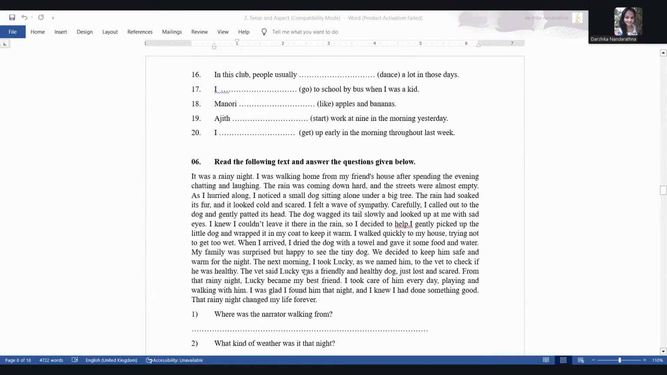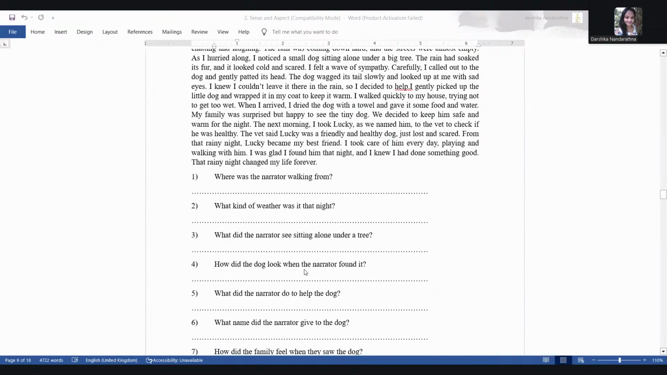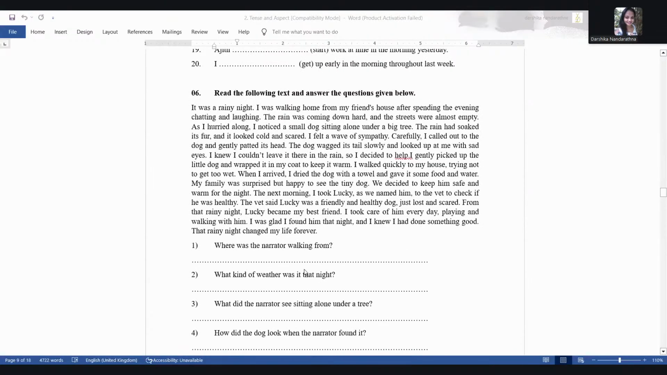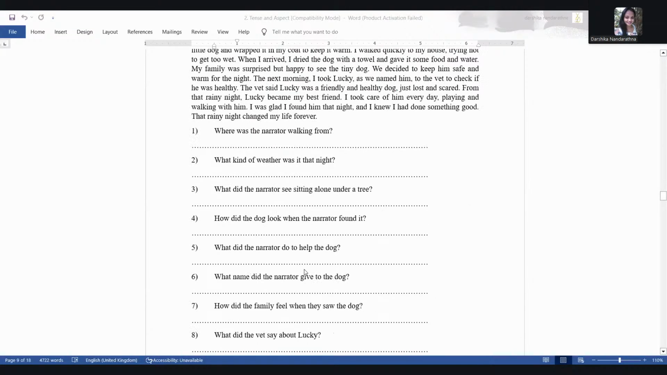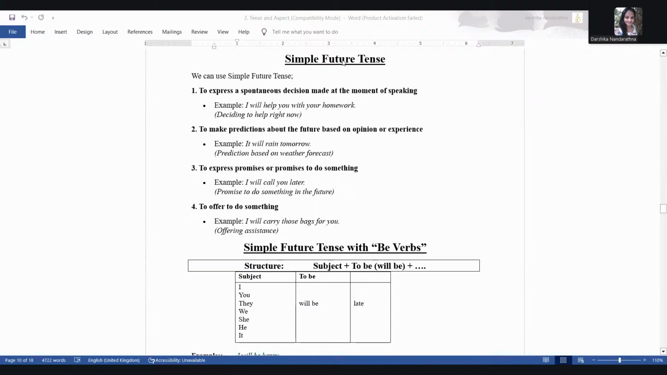Okay, very good, Pute. Thank you very much for being such a supportive group of students. So you give answers. So let's skip this part, Pute. Activity number 6. As we don't have much time, then let's move on to simple future tense. I will explain the uses.